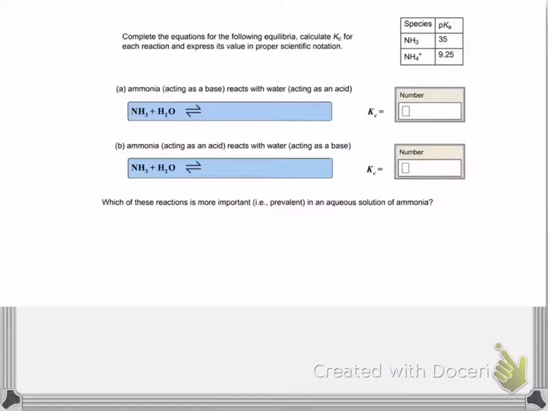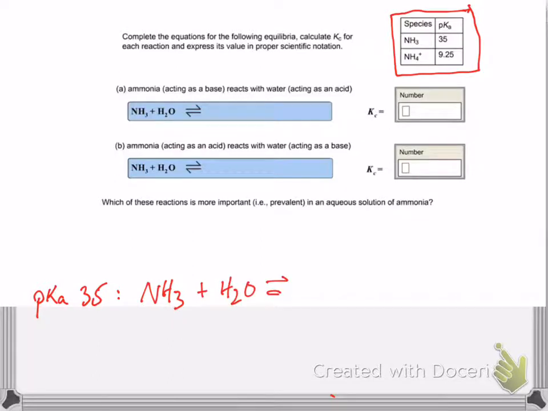So here's a question that we did in class, and if you want to see it worked out a little bit slower, I'm presenting it here. We have two cases where ammonia is reacting with water, in one case as a base, in the other case as an acid. You're given two sets of data, the pKa of NH3 and the pKa of NH4+. What we want to do is recognize what the chemical reactions are for the data given to us. The pKa of 35 is the case where NH3 is acting as an acid.